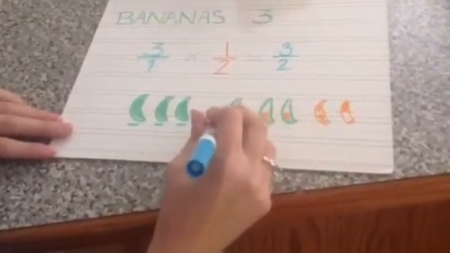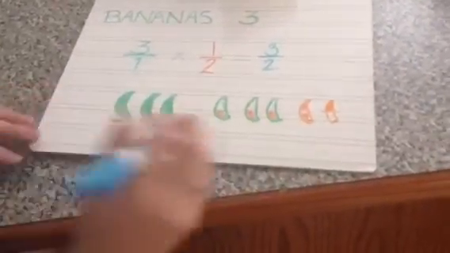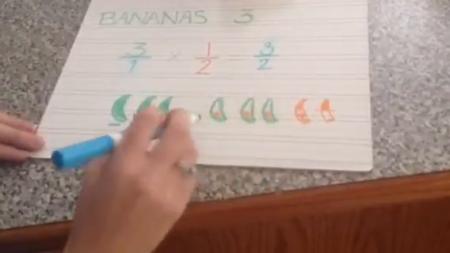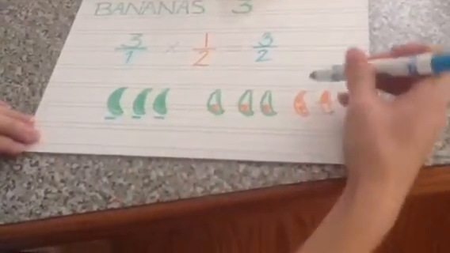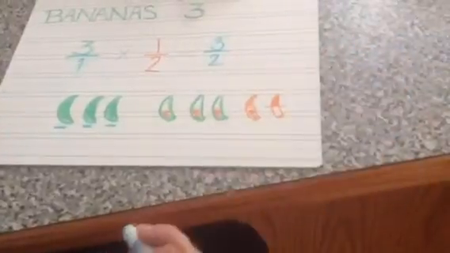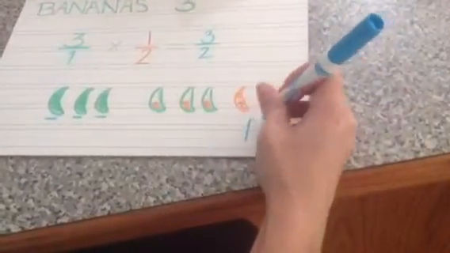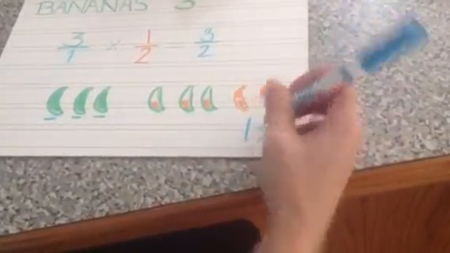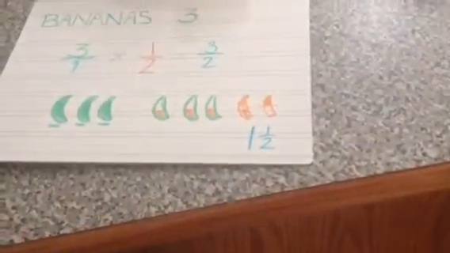As we see shaded here, each banana is drawn in half. And if we look at how many pieces we have shaded, we have 3 shaded pieces, which make 1 and 1/2 bananas, which is the same as 3 over 2.